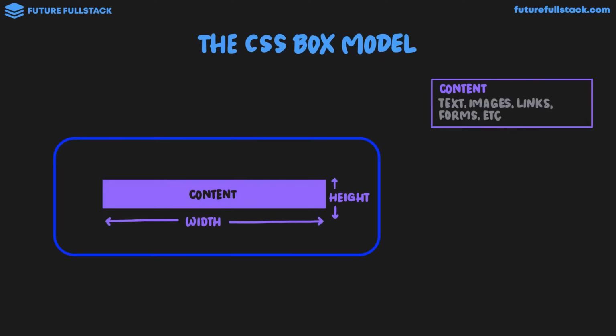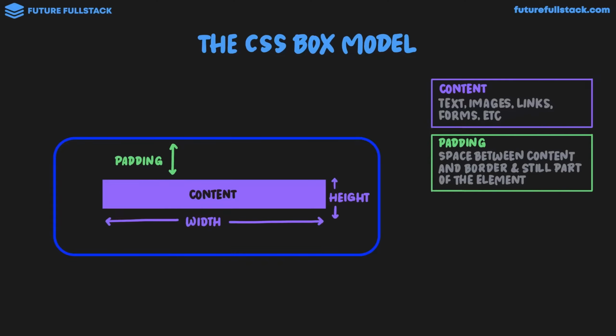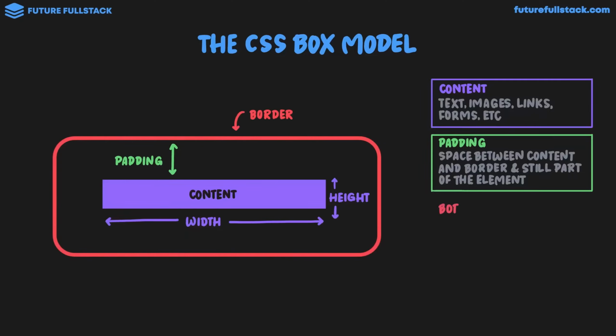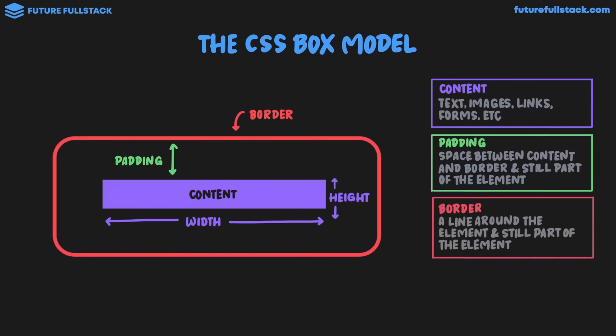The next box model property we have is padding. Padding is the space between content and border and is still considered part of the element. So in our button, padding is the space between the See Live Demo text and the blue border that surrounds it. It's space between the content and the border. The next CSS box model property is border. Border is a line around the element and is still part of the element. So the content itself, the padding, and the border are all part of the element.